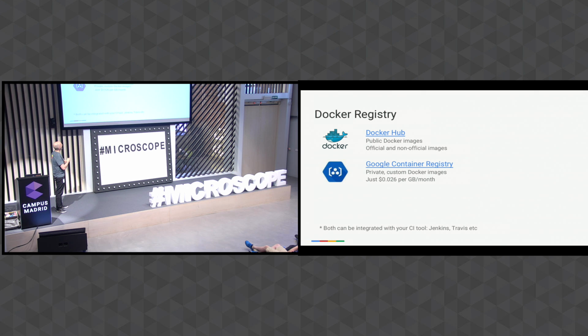Docker Hub would be the public containers, and these public images are either official, or it's a little bit like GitHub, where any user can have any number of images. And then you have Google Container Registry, which is your own private registry where you can upload the stuff. This is a free service. You only pay for the storage space that you take. And both can be integrated with Jenkins, Travis CI, anything that you're using for your own continuous integration environment.